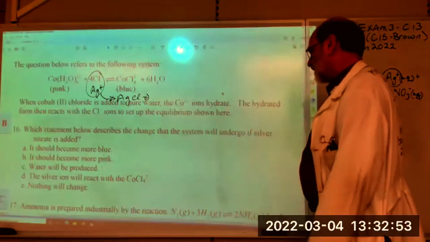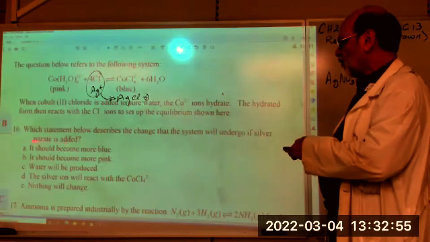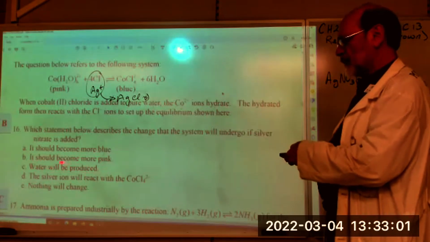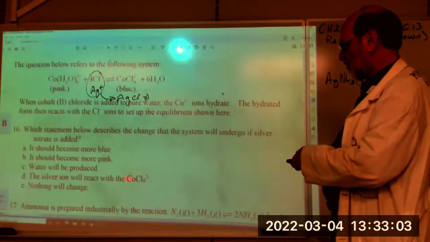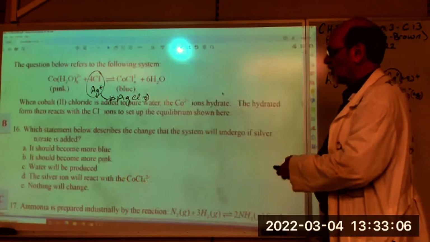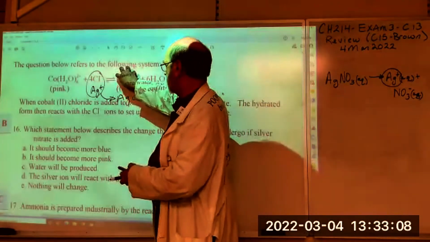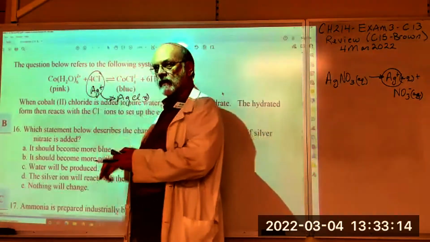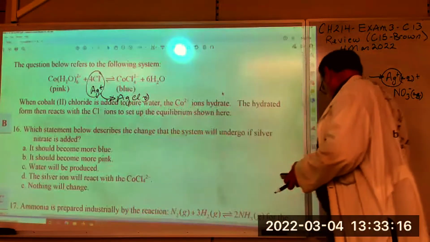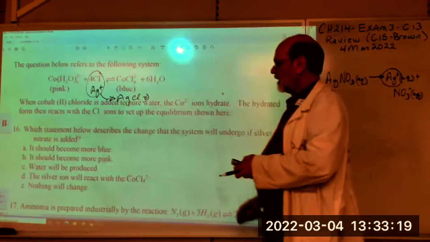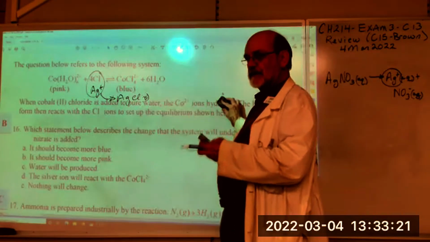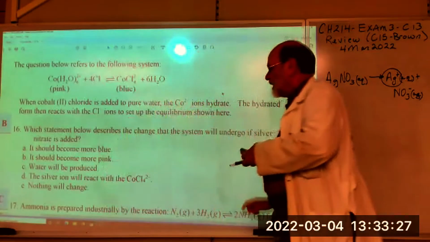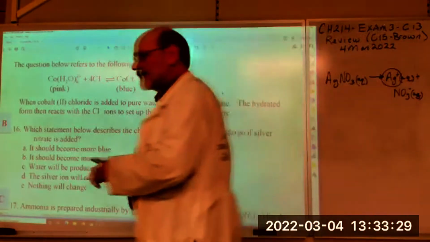Okay, so let's see. Become more blue? Nope. Become more pink? Yes. Water will be produced? Nope. Silver ion will react with, no, it won't react with that chloride because it's part of that complex ion. It has to be free chloride before it will react with silver. I think we've got a sample, something like that in our exercise today. So the answer is B. 17.